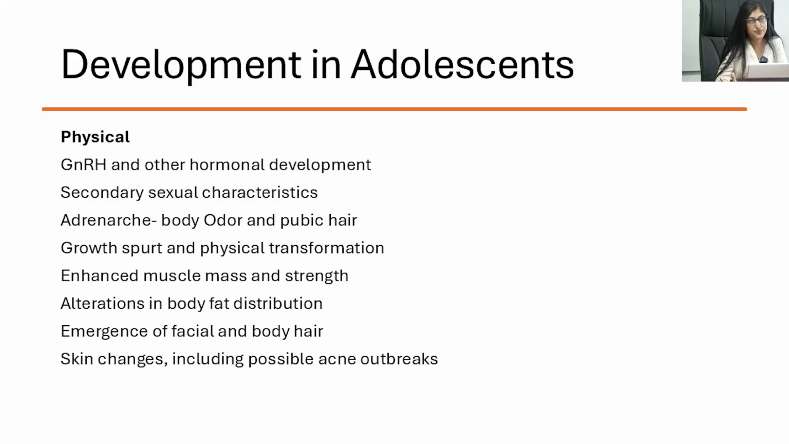We all know in adolescence there is physical development, the pubertal growth spurt. Along with the physical development, you have certain hormonal changes. For example, GnRH and other hormones start to increase, and as a result, their sex hormones also increase. Their secondary sexual characteristics start to develop, and there is adrenarche, things like body odor, enhanced muscle mass, and then physical transformation with the growth spurt. Along with that, their fat distribution also changes. And this may be a highly vulnerable period for an adolescent because of these physical changes.